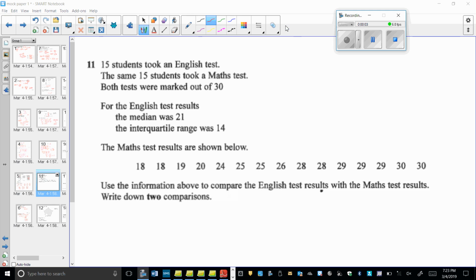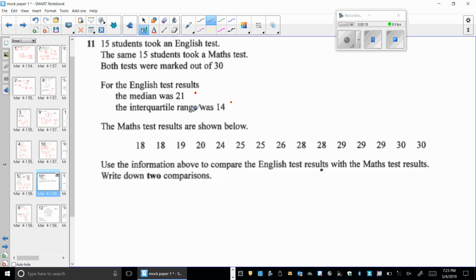Okay, so 15 students is the same both for English, the median is 21. Alright, so they've talked about the median here and the interquartile range here, then we probably need to find those two pieces of information for this data. So the median means the middle piece of data.